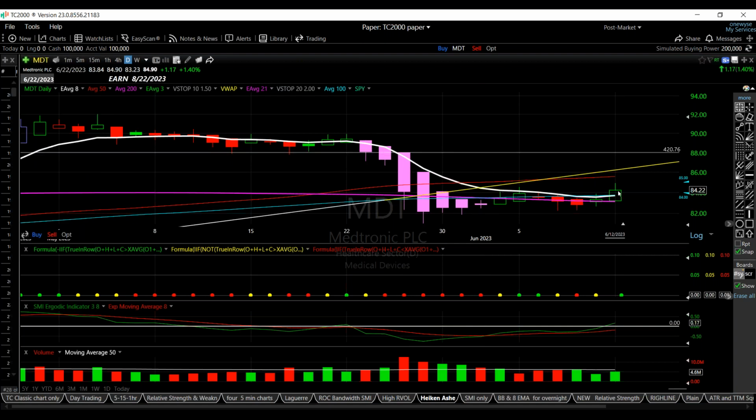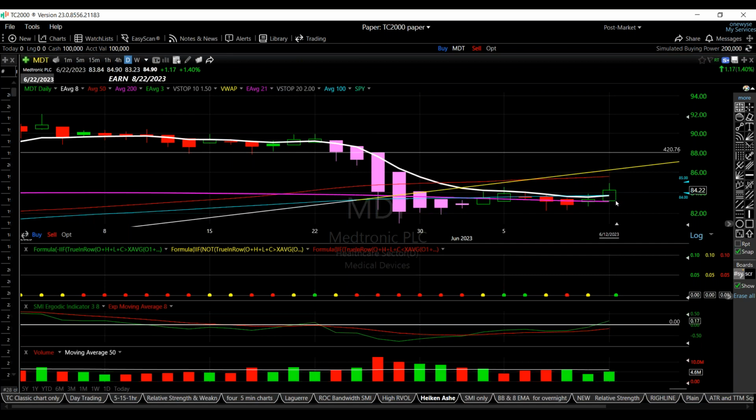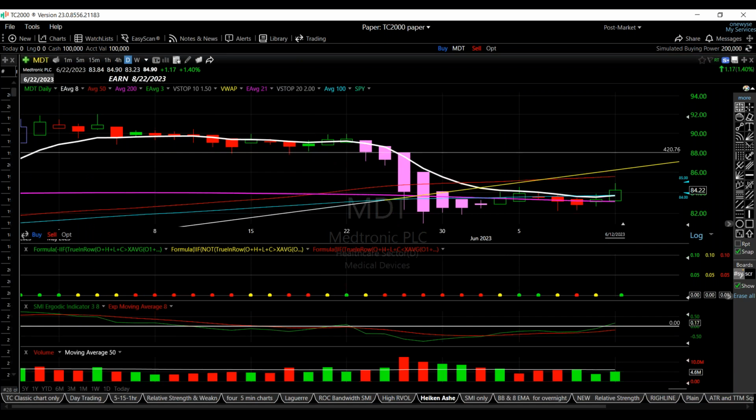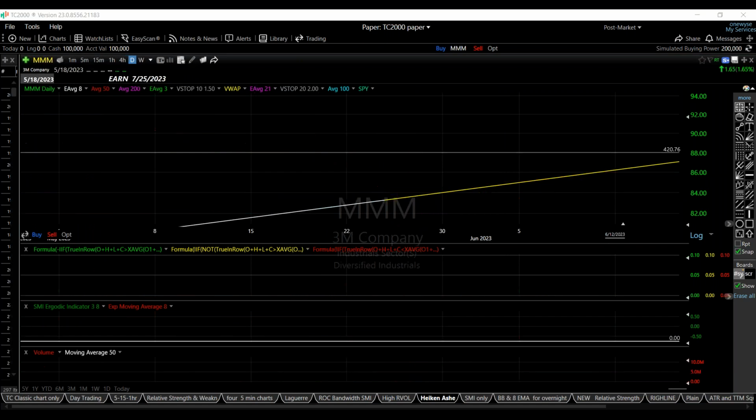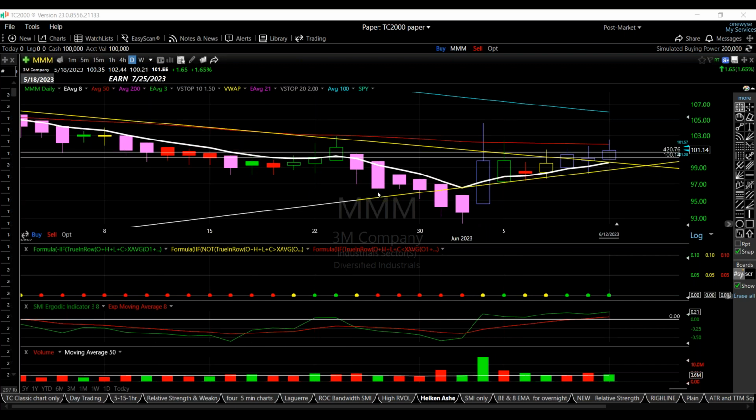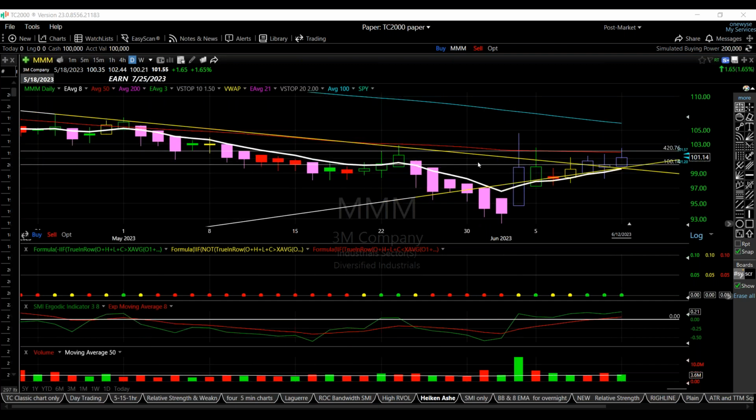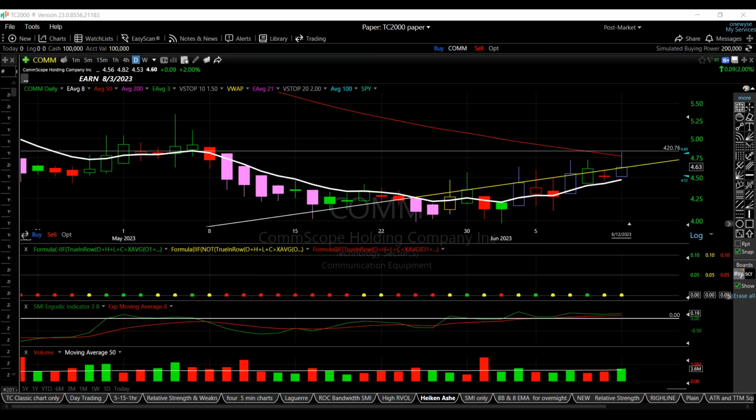And now it's just chopping around. We're putting in a Heiken Ashi reversal candle right here, but you notice we've got the 50-day moving average right there, too close. So again, you have to look at other things when you do this. It's MMM, all over the place, very, very choppy. And it's been bearish, a lot of moving averages and stuff in the way, so don't touch it.